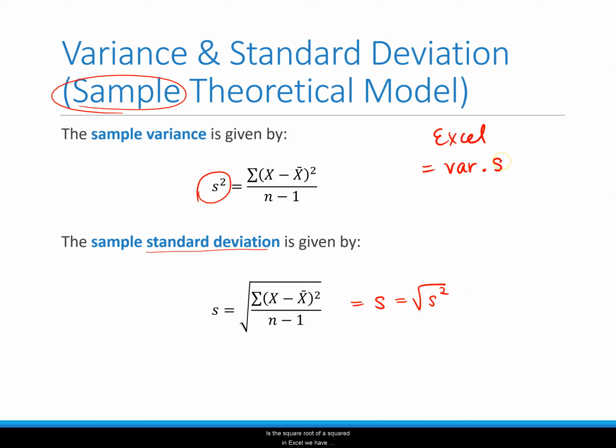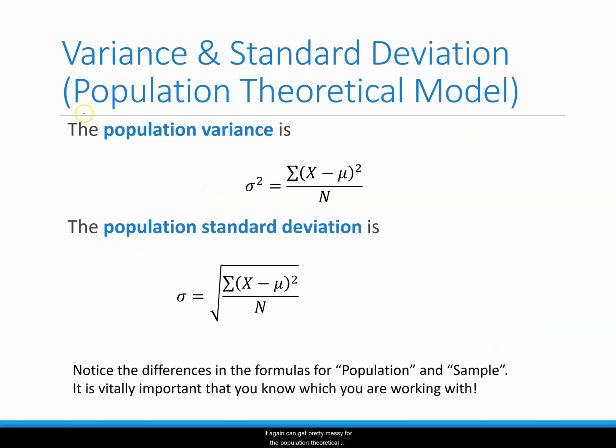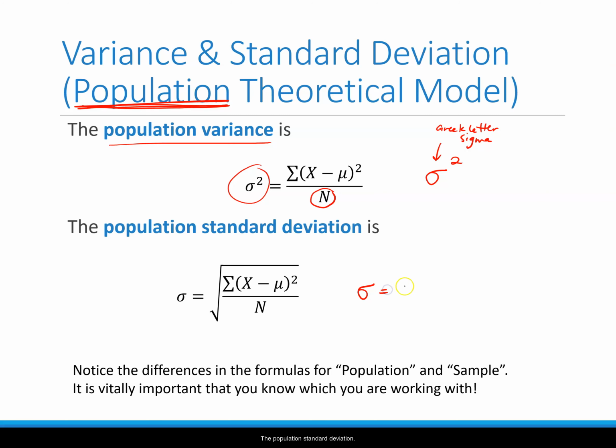In Excel, we have VAR.S, which will be the sample variance. And for the sample standard deviation, STDEV.S. So these are the formulas we're going to be using in Excel to calculate the arithmetic formulas that, again, can get pretty messy. For the population theoretical model, population variance, the big change here is we don't have n minus 1. We have n that we're dividing by. And then notice the symbol. This is a lowercase sigma squared. And then just as before, the population standard deviation is the square root of our variance.